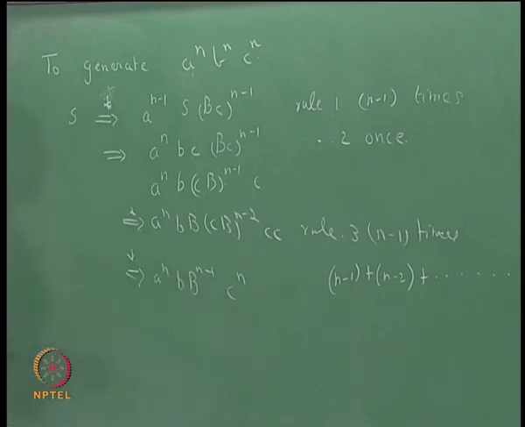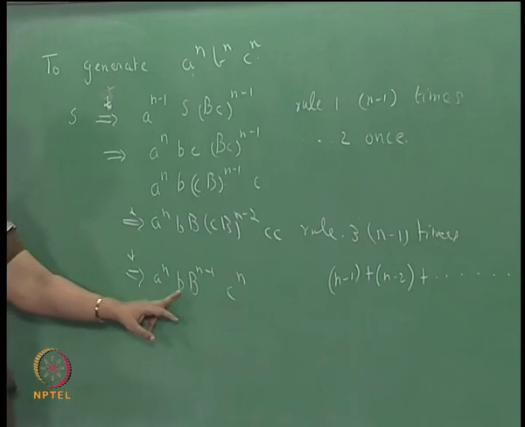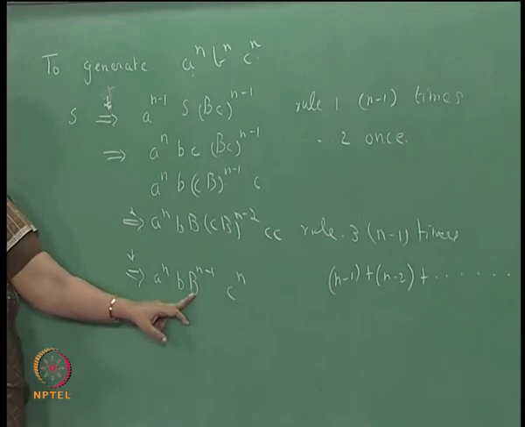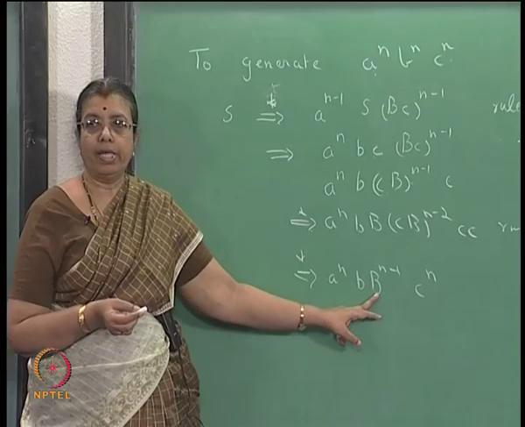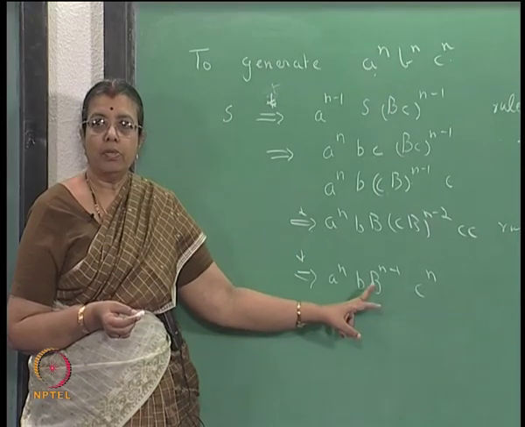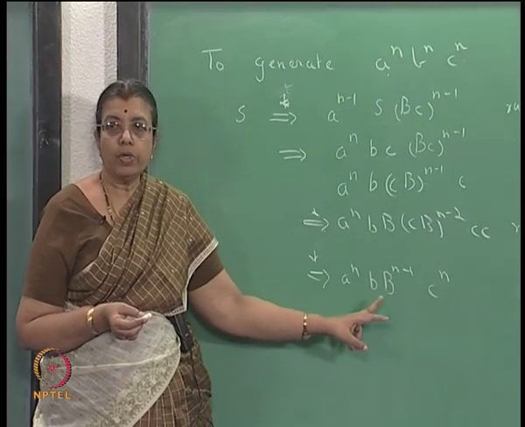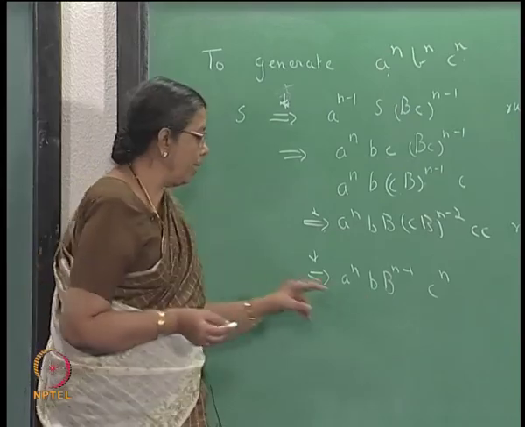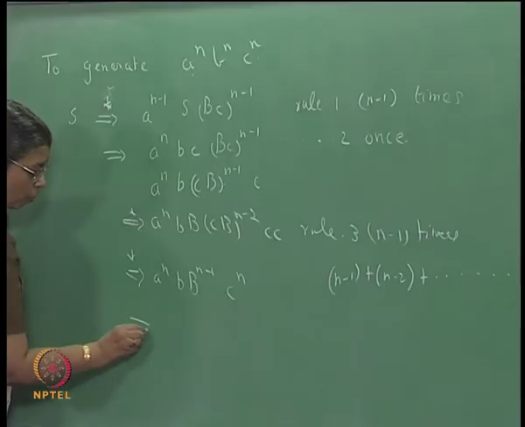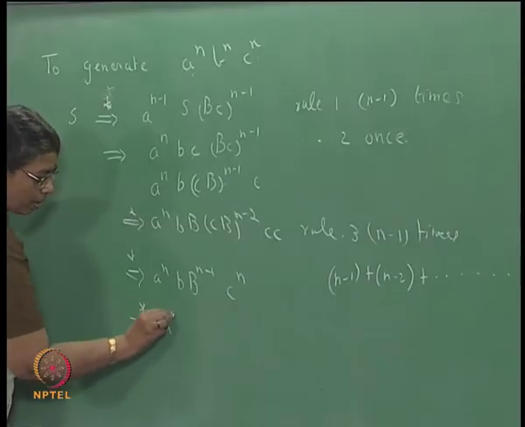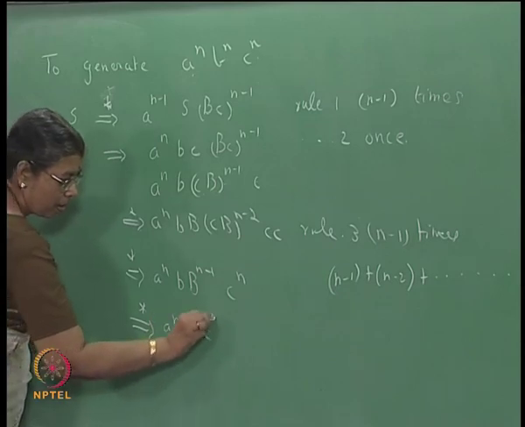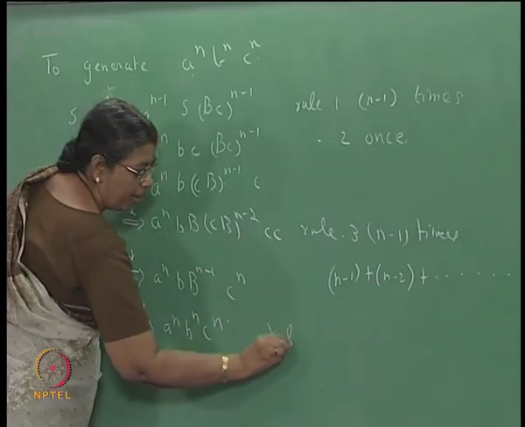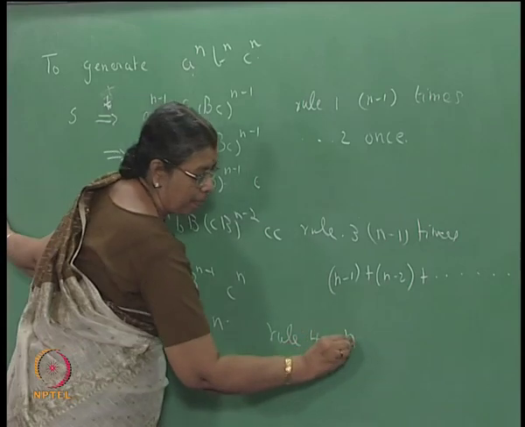Then finally, rule 4 is used to convert all the capital B's, which is a non-terminal. Capital B is a non-terminal. Those B's have to be converted into small b's. So, how many times will you be using rule 4? Rule 4 will be used n minus 1 times.